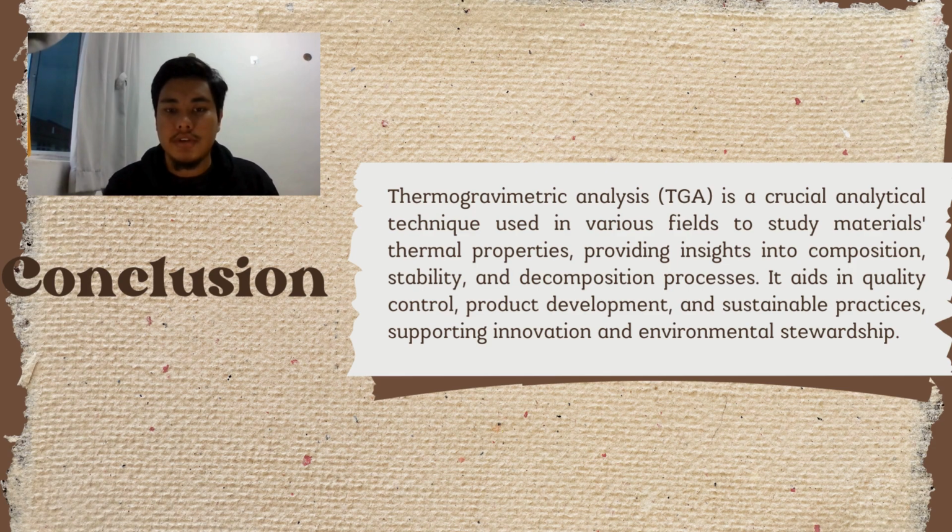Now, conclusion. Thermogravimetric analysis (TGA) is a crucial analytical technique used in various fields to study materials' thermal properties, providing insight into composition, stability and decomposition processes. It aids in quality control, product development, and sustainable practice, supporting innovation and environmental stewardship.